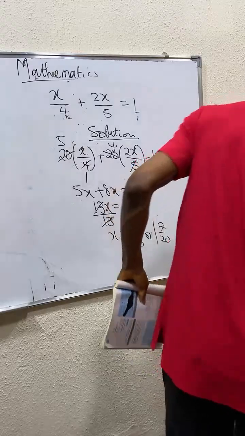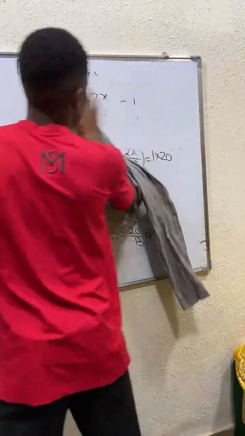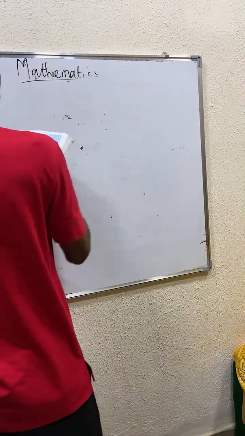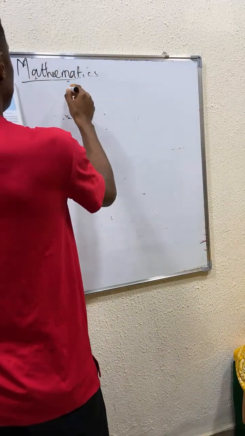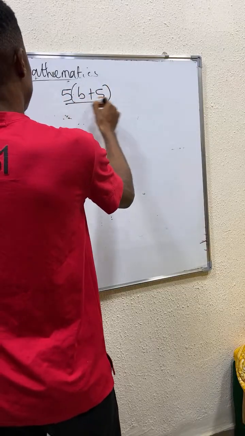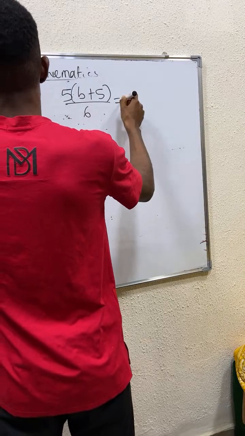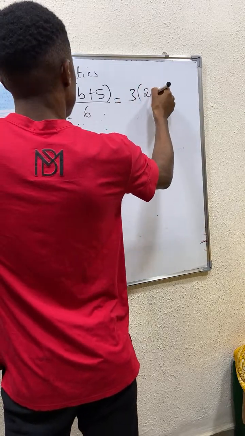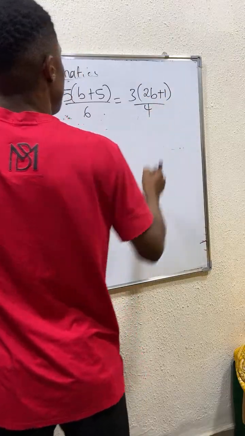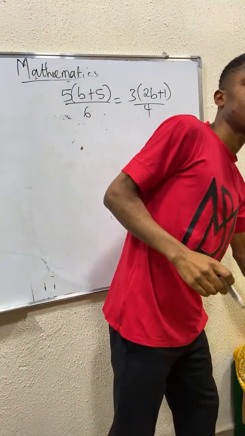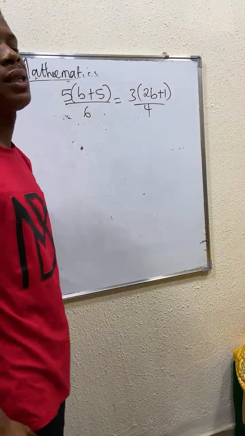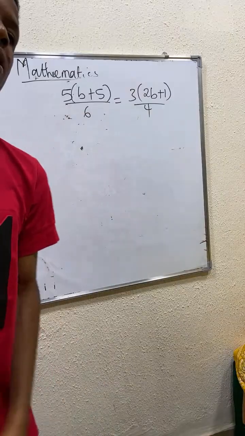Okay, let's try another problem together. Here we are told to do 5 into b plus 5 divided by 6 is equal to 3 into 2b plus 1 divided by 4. So here we are trying to find the value of b that will make the left and the right hand side the same.